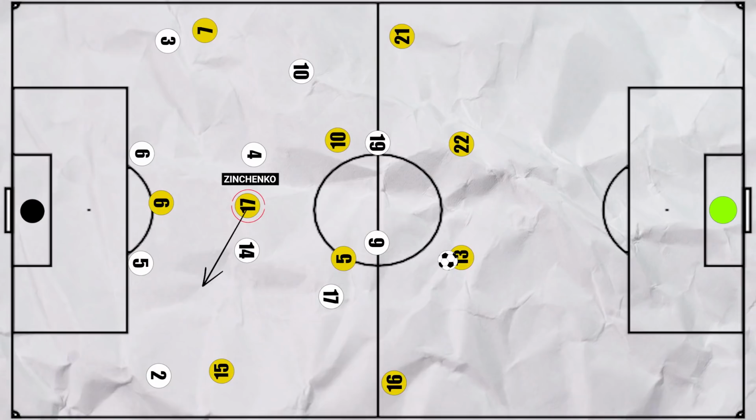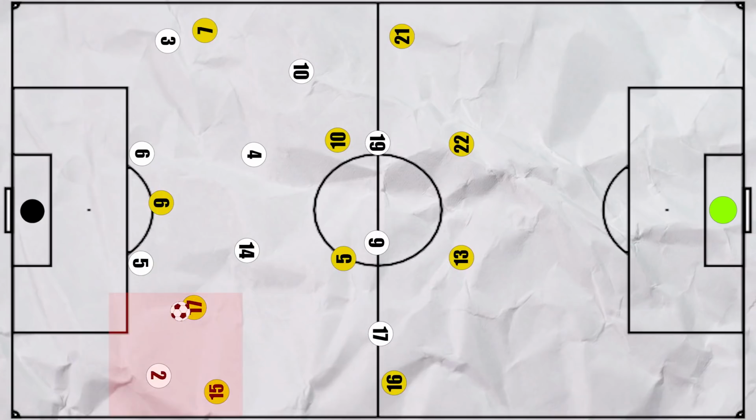And Zinchenko, rather than remaining central, moved high up into the half space behind Phillips, so that there would be a 2 versus 1 down this left hand side. And this could even become a 3 versus 1 with the advancing fullback if Sancho was slow to track back, so Ukraine could then look to find the third man run.